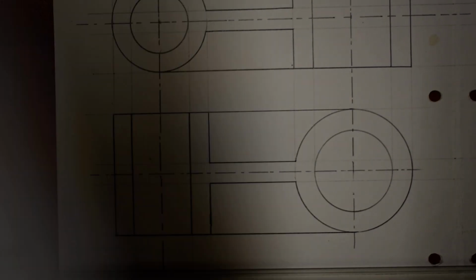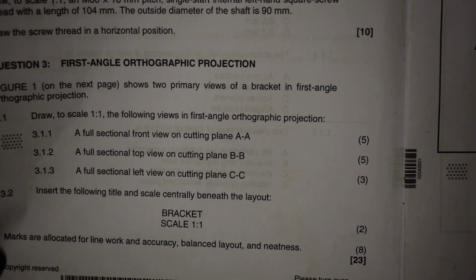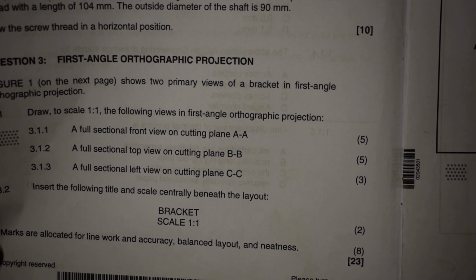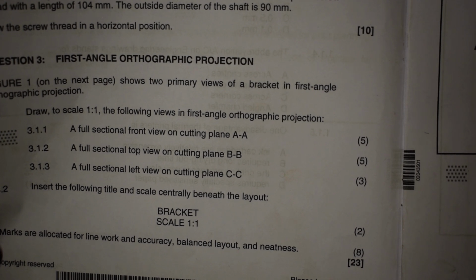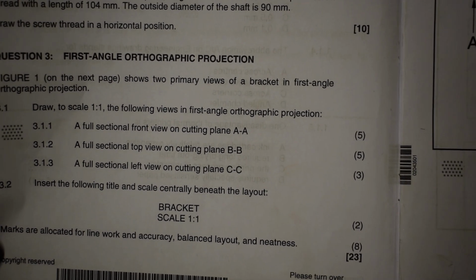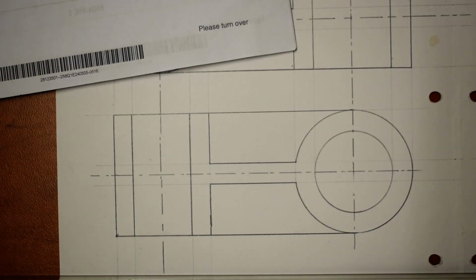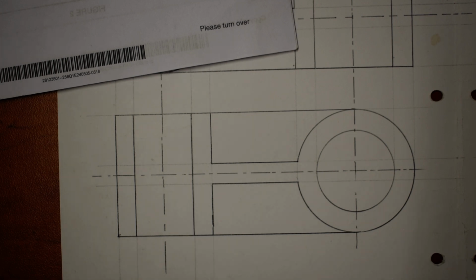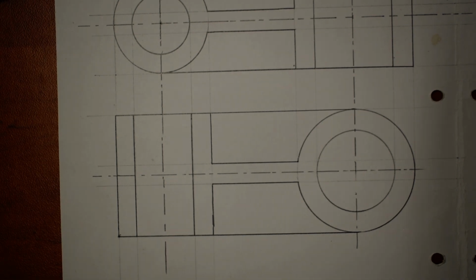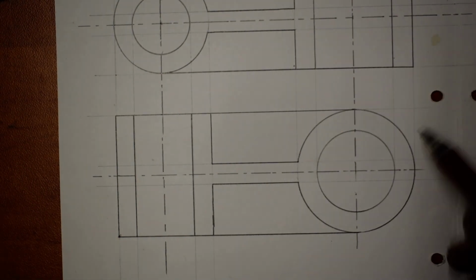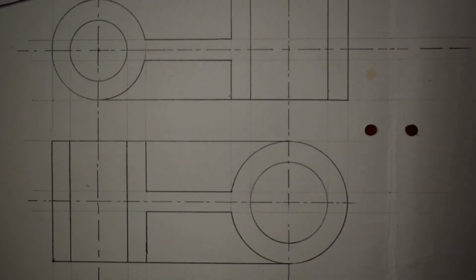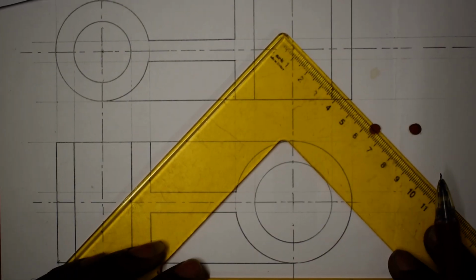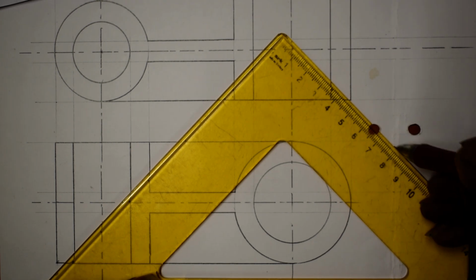So which means we've answered 3.1, a full sectional front view in a cutting plane AA, 3.1.2, a full sectional top view in a cutting plane BB. How about 3.1.3? Because we want to section them, when we are now sectioning them just once. So remember that they said to use what? In first angle orthographic projection. So I'll come back to the bottom part, right hand corner of my front view. So I'm going to draw a line that is at an angle of 45 degrees. There you go.